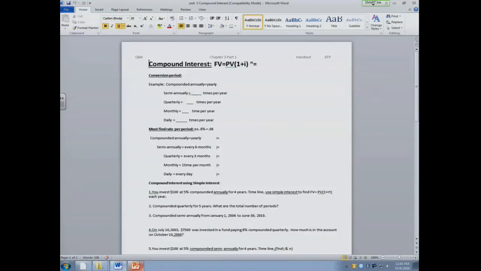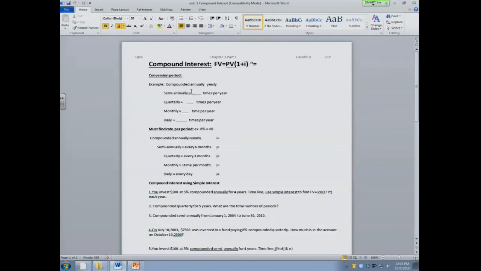Compound interest. This first compound interest formula: future value equals present value times the quantity 1 plus I, close parentheses, raised to the n. So there's two new variables here, I and n. Let's start with n, that's the easiest. N is the number of total periods in the compounding, and I is the interest per period. So we'll practice that a little bit, and I'll show you how to do it. But let's go through here.